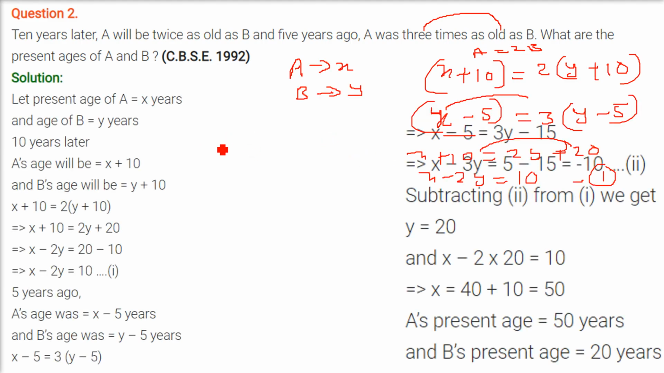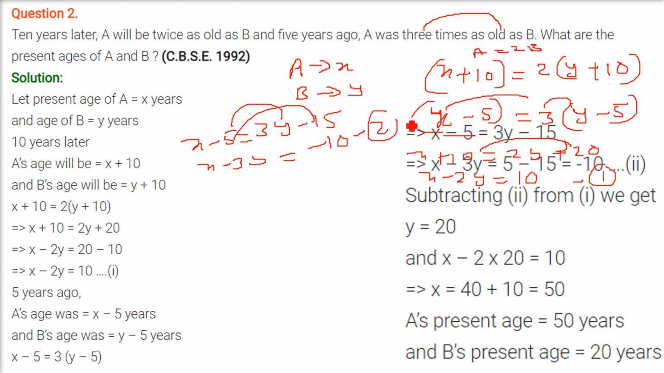The second equation is, I'm just taking it like this: X minus 5 will be equal to 3Y minus 15. So X minus 3Y, I'm bringing it here, taking this on the right hand side, so minus 15 plus 5 is minus 10. So this is our second equation. The first equation was X minus 2Y equal to 10. You can just subtract it. So minus plus minus, this goes, 2 minus 3 is minus Y. And minus 10 and minus 10, if we add them, it is minus 20.